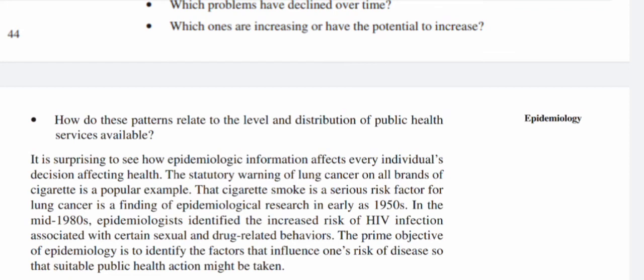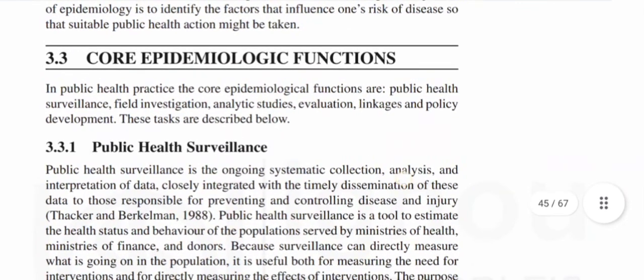In the mid 1980s, epidemiologists identified the increased risk of HIV, human immunodeficiency virus infection, associated with certain sexual and drug related behaviors. The prime objective of epidemiology is to identify the factors that influence one's risk of disease so that suitable public health action might be taken.